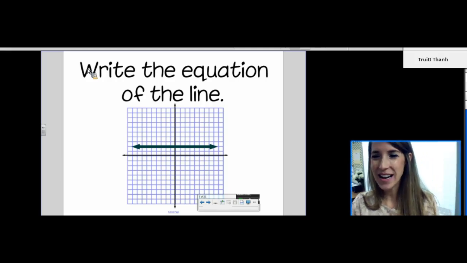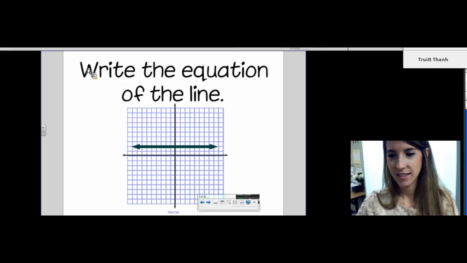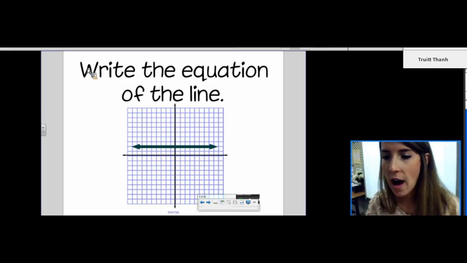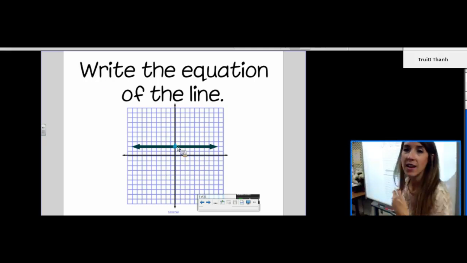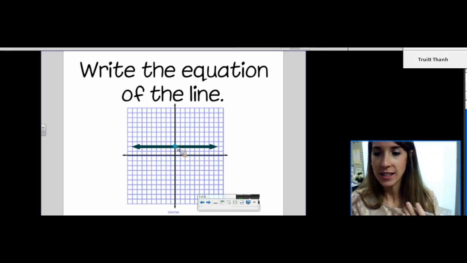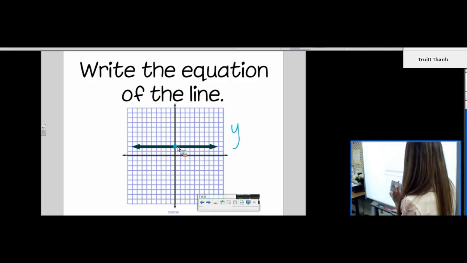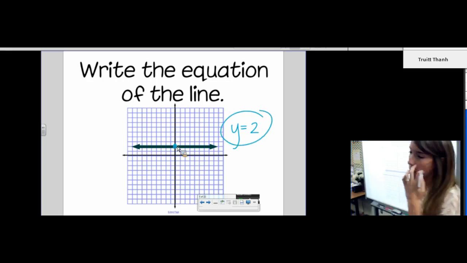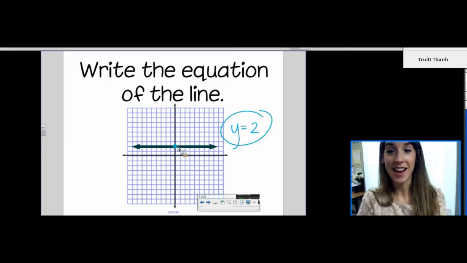Okay, write the equation of the given line. Very good. Y equals 2. So which axis is this hitting? It's hitting the y-axis. It's going to be a y equals, and we notice that it hits it at 2. What is the slope of this line? What's the slope of this line?